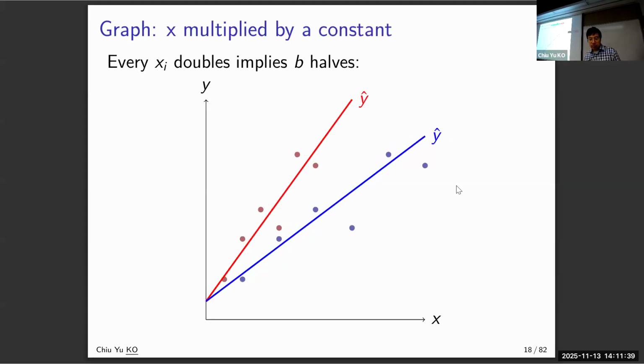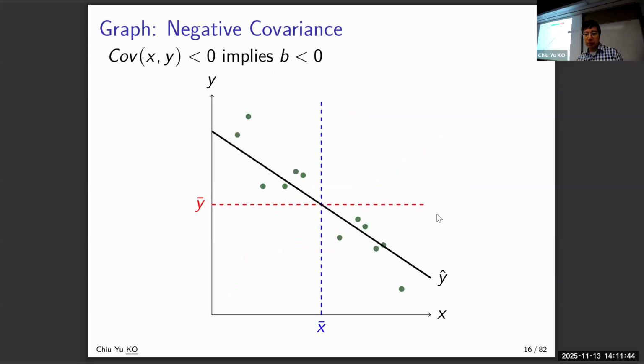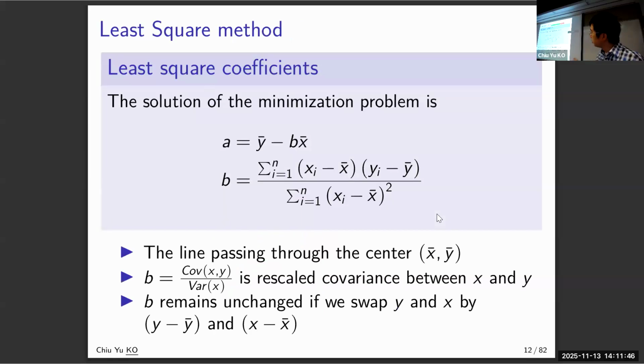And next, you look at this formula here. If you double x, the numerator doubles, and the denominator quadruples, because of the square. So if you double x, you double the numerator and quadruple the denominator, which means your b will be 1/2. Let's see why this is the case.